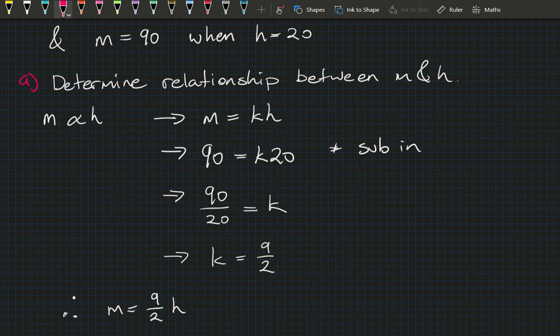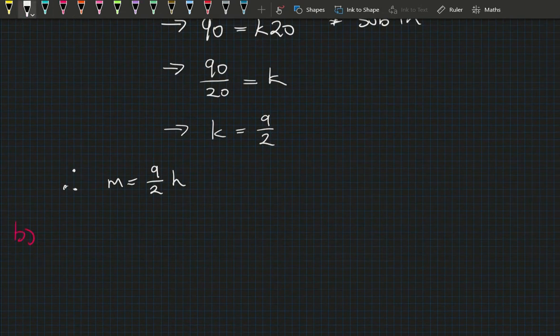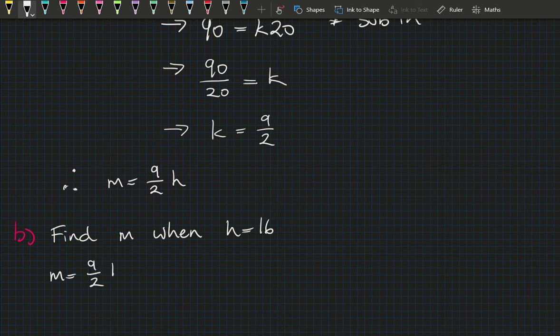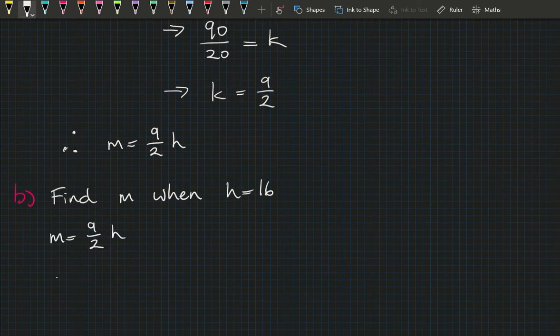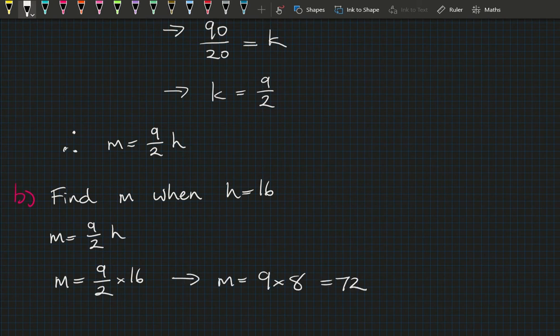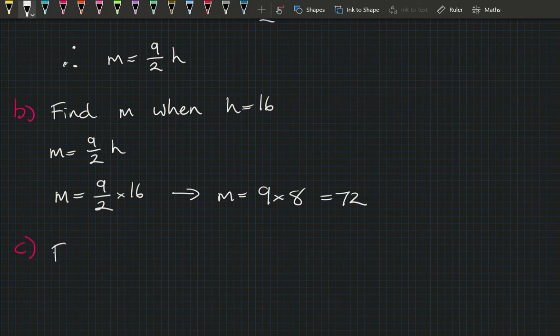So we've now got the value of k, and part B wants us to find out what's the value of m when h is 16. Because m is equal to 9 on 2 times h, and we want to know what m is when h is 16, the 2 will cancel with the 16 to make 8. So that means that m has to equal 9 times 8, which is 72. Therefore, when h is 16, m is 72. Cool. Alright, let's go to part C, where we're going to find h when m equals 10.